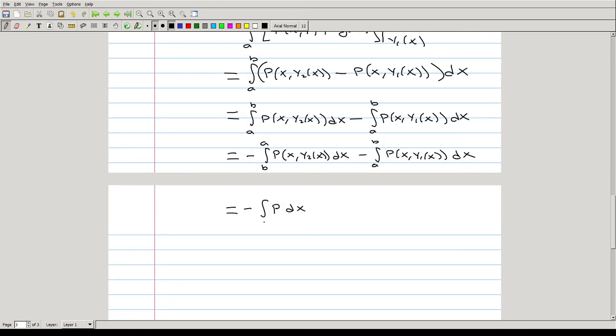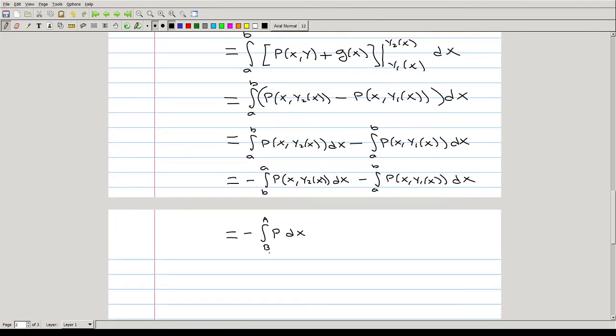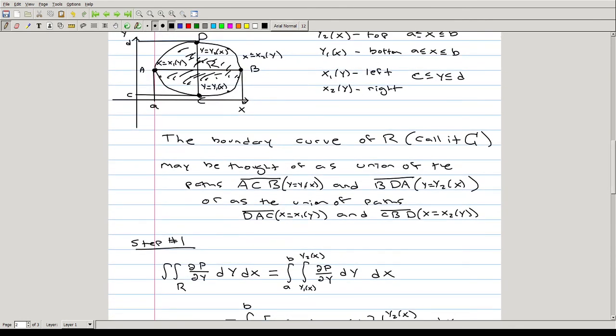This is just the line integral from b to a along the path BDA. And added to this is going to be this integral right here, which is the line integral from A to B along the path ACB.